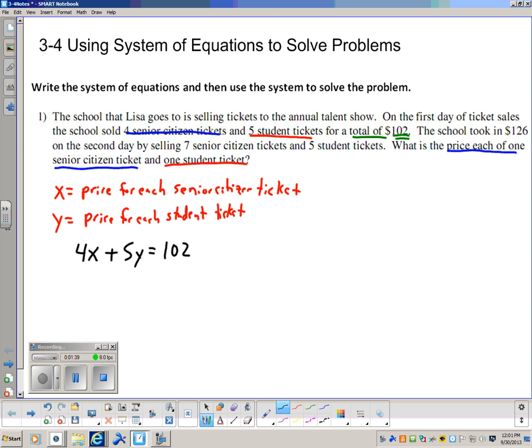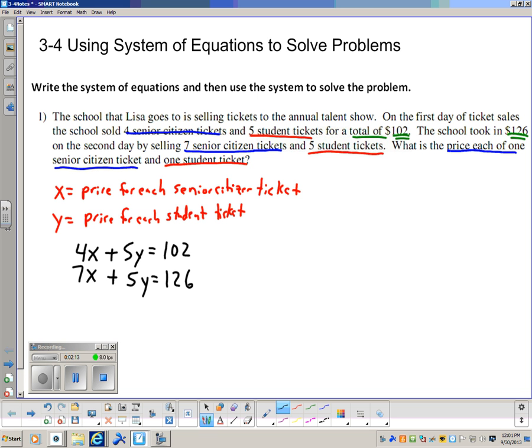Then we've got another equation up here. It says the school took in $126 on the second day by selling 7 senior citizen tickets and 5 student tickets. And again, we already saw the total up there. It is $126 this time. So setting this all up, we have 7 senior citizen tickets at a price of x plus 5 student tickets at a price of y equals $126.